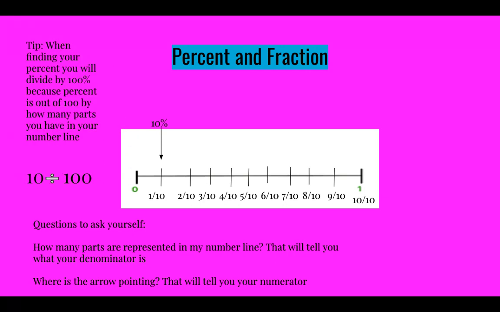And tip, just like the first slide we saw, when finding your percent, you will divide 100%, because percent is always out of 100, by how many parts you have in your number line. So since we have 10 parts in our number line and we're trying to find our percent, we're going to divide 100 by 10, and where our arrow is pointing, 10% is equivalent to 1/10. It is not equivalent to 1%, but 10%, because our denominator down here where it says 1/10 is not out of 100.